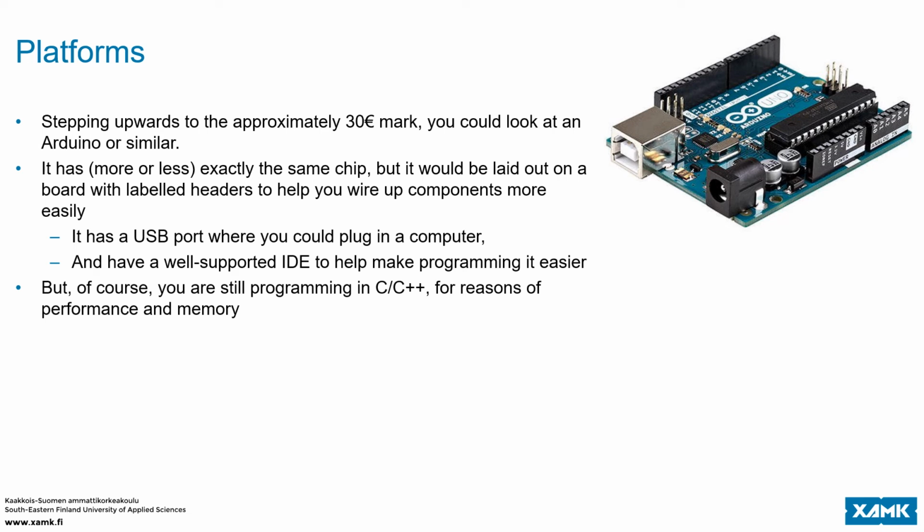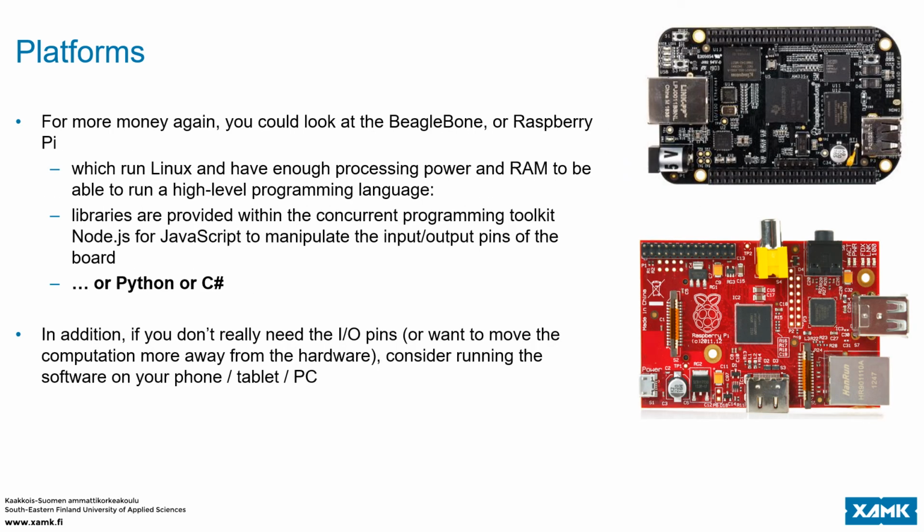Of course, we are still programming in C or C++, which are very low-level programming languages for reasons of performance and memory. If you don't want to consider performance and memory restrictions, you could, for some more money again, look at more expensive platforms. So you could look at something like the BeagleBone or the Raspberry Pi. These are single-board computers that run Linux, and they have enough power and RAM to be able to run a high-level programming language and an operating system.